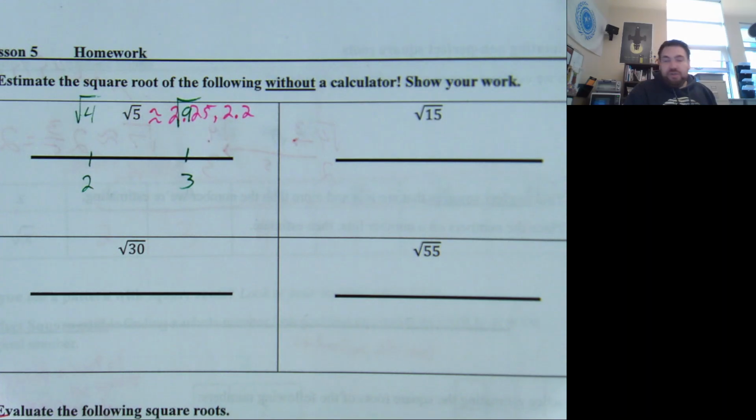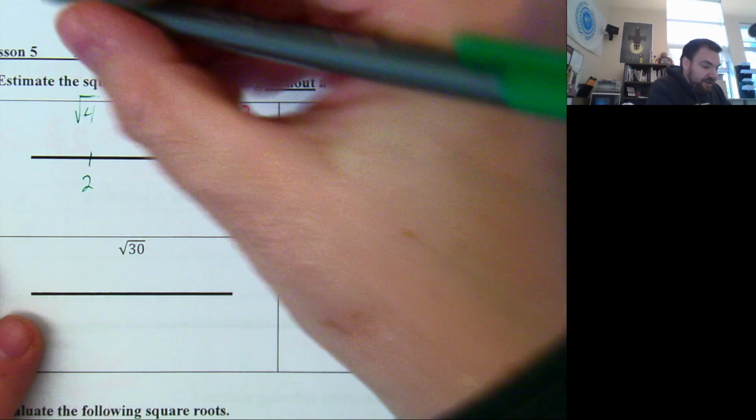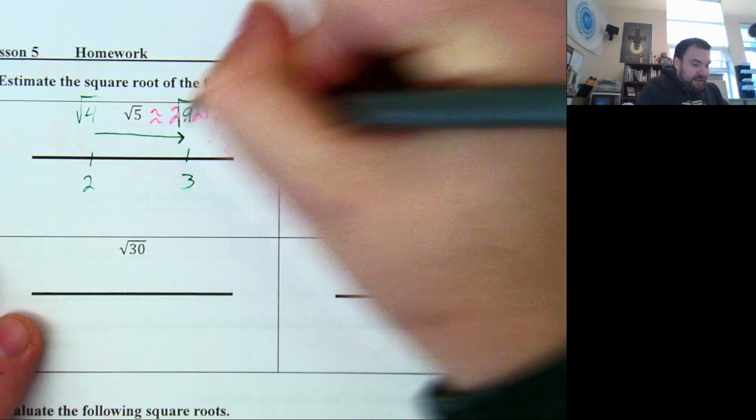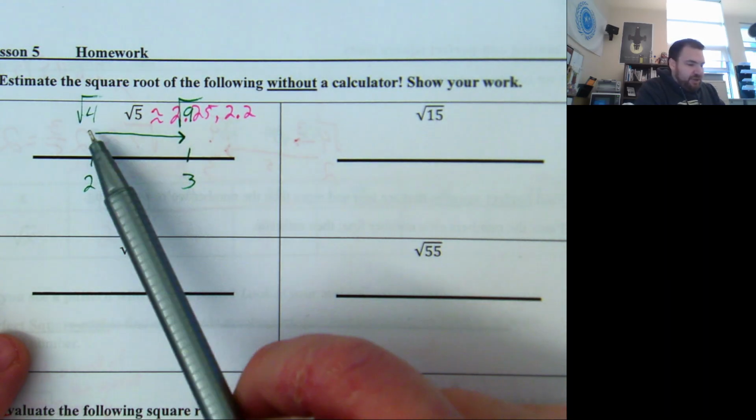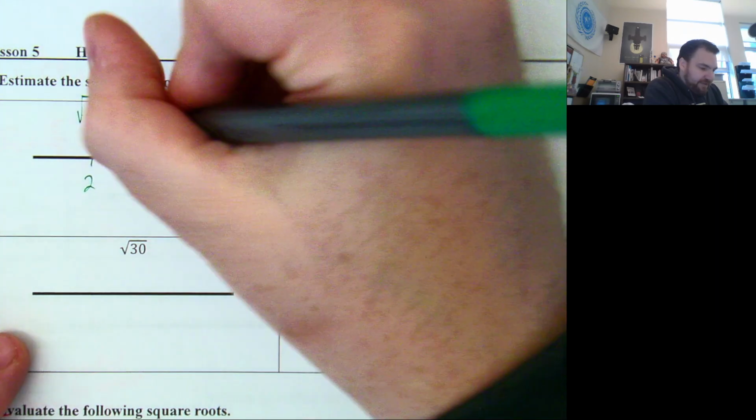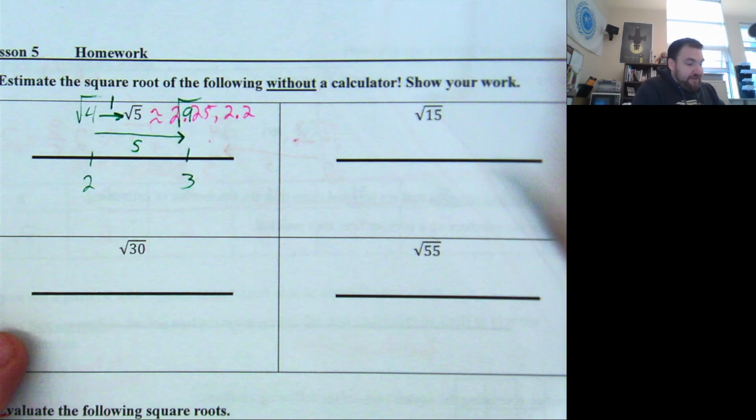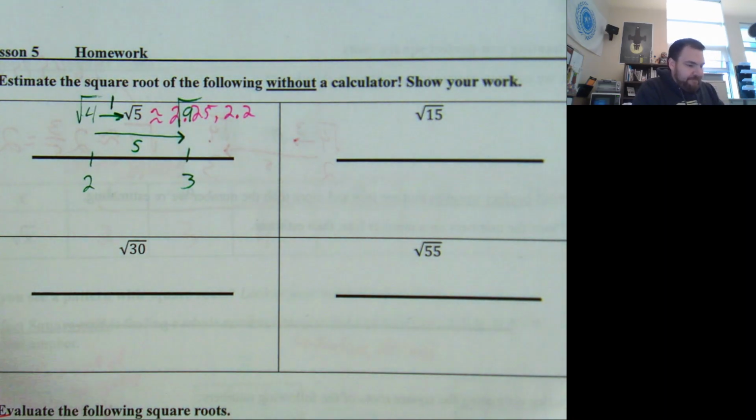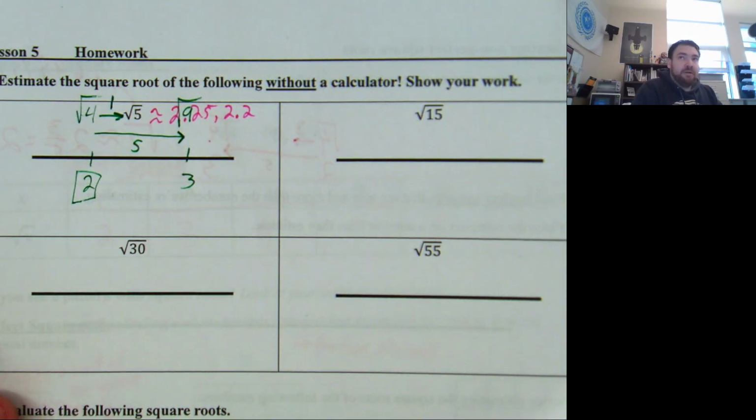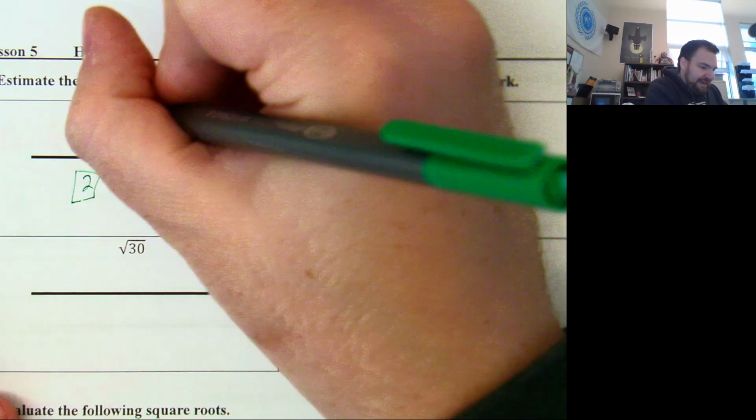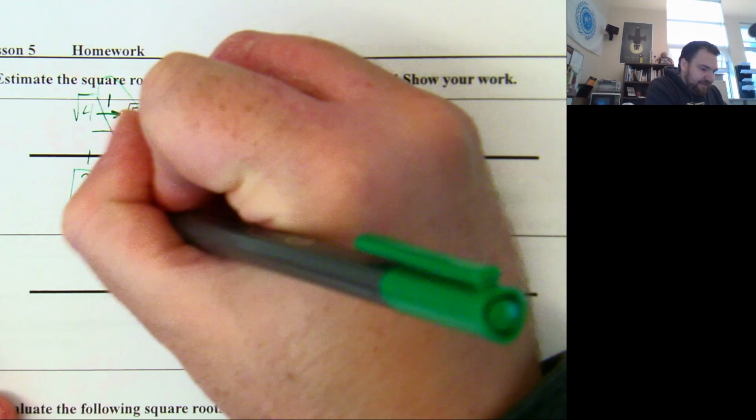To figure out what our estimate could be, I want to take a look at how far along 5 is on the journey from 4 to 9. The journey from 4 to 9 is 5 units long, and 4 is 1/5 of the way. So our estimate is going to be the lower root and this fraction. We're going to say that root 5 is 2 1/5.